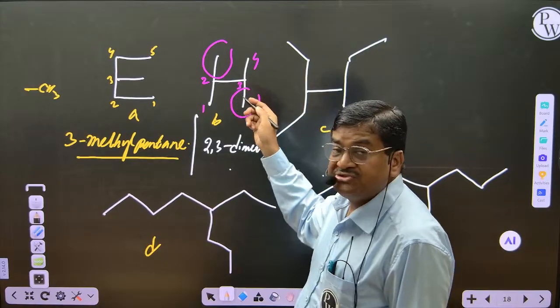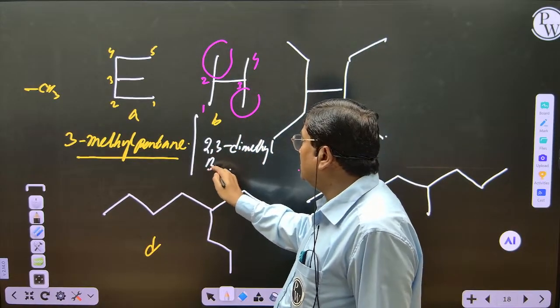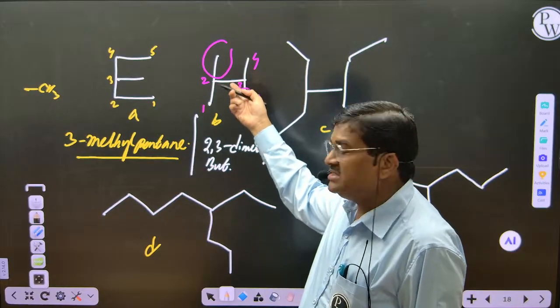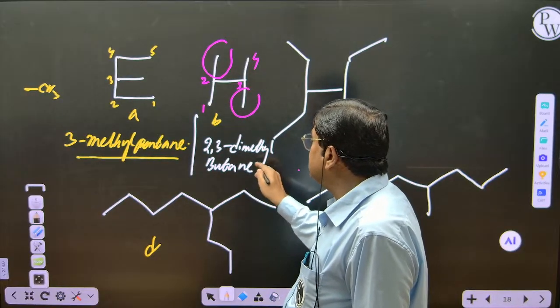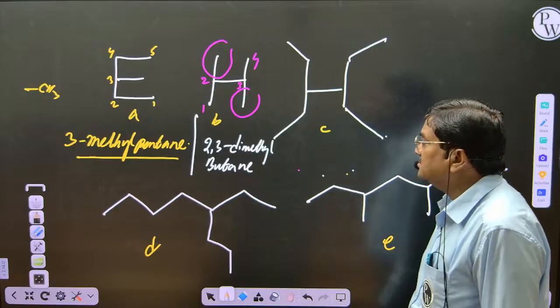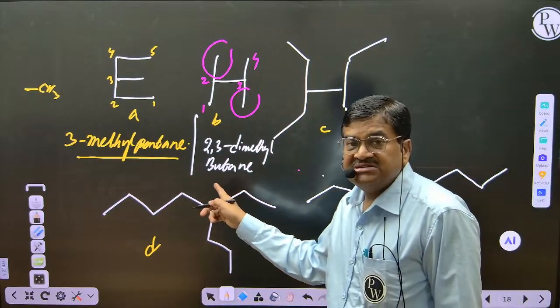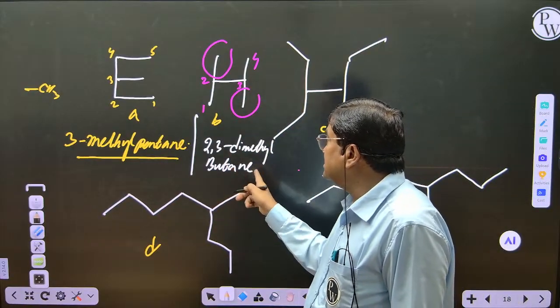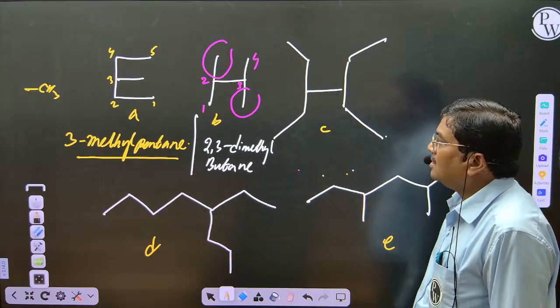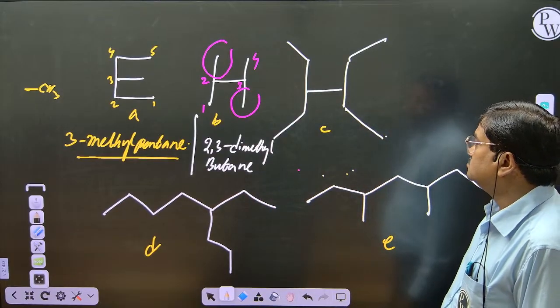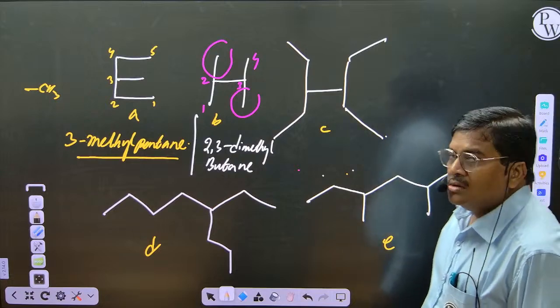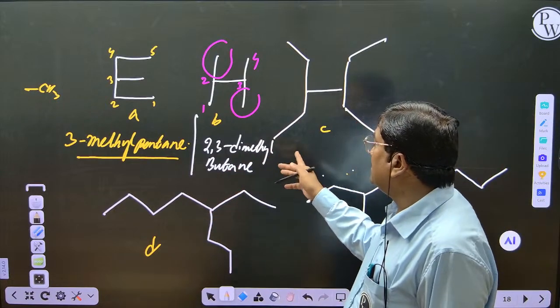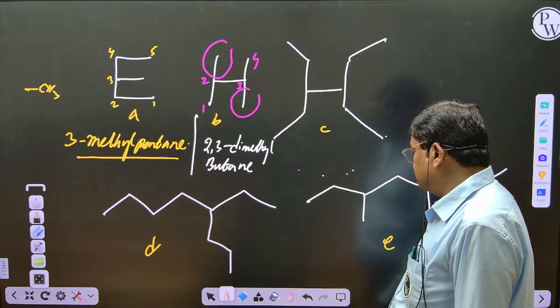What is the word root, student? But. Word root is followed by suffix. Saturated, no? So butane. This is the name for the second compound. Check whether all of you got the same answer or not. 2,3-dimethylbutane. Clear, all of you following? Simple, no? Right. Now give numbering for the third one.